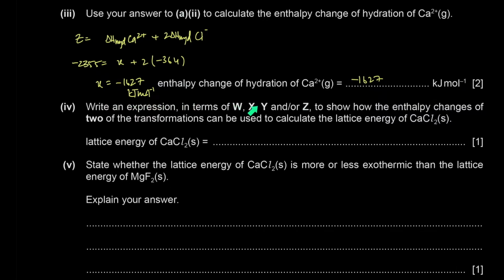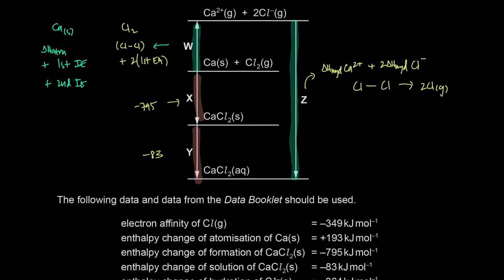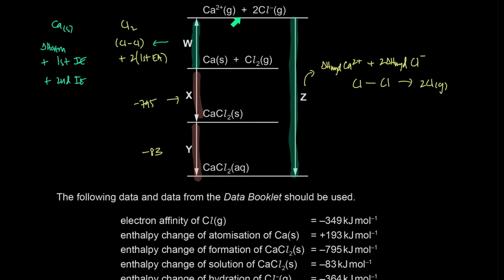Write an expression in terms of W, X, Y, and or Z to show how the enthalpy changes of two of the transformations can be used to calculate the lattice energy. Now, by definition, for the lattice energy, we're going from gaseous ions to solid lattice. That is the lattice enthalpy, right? We have to use two of the transformations here. If you're starting with gaseous ions, you can go minus W plus X, that's X minus W. Gaseous ions form the elements, and then from elements to solid.